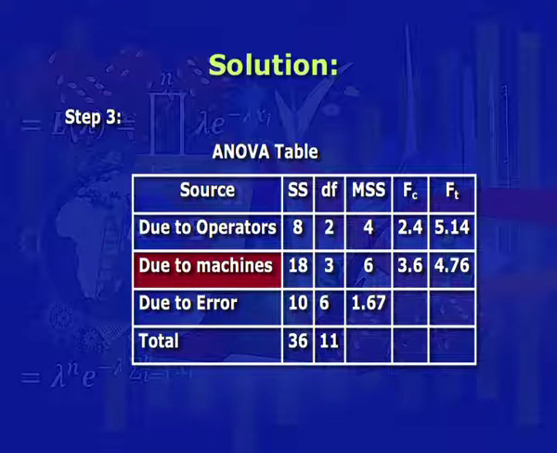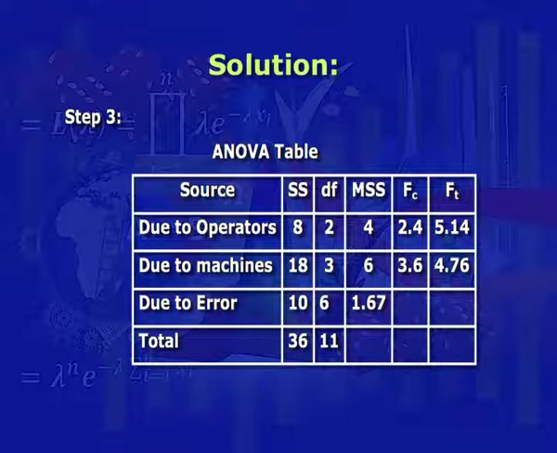Similarly, due to machines, sum of squares is 18, degrees of freedom is 3, and therefore, mean sum of square equal to 18 divided by 3, which is 6. And due to error, sum of square is 10, degrees of freedom is 6, therefore, mean sum of square is 10 divided by 6, which is 1.67.